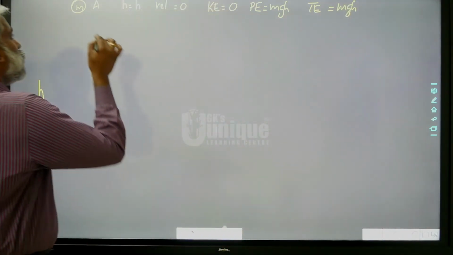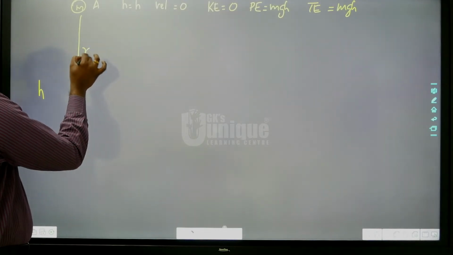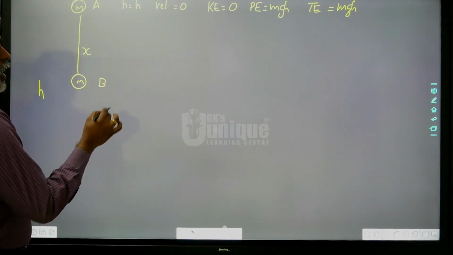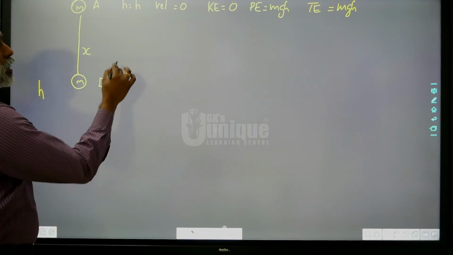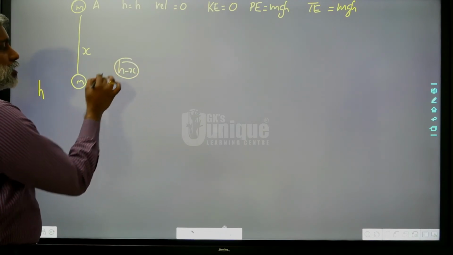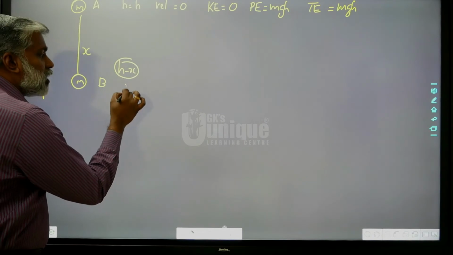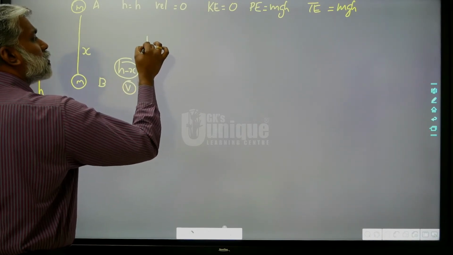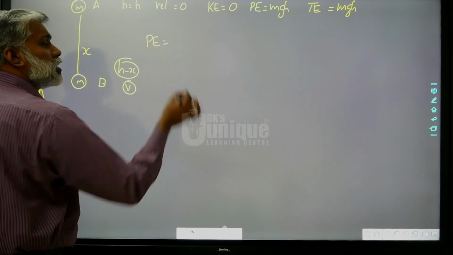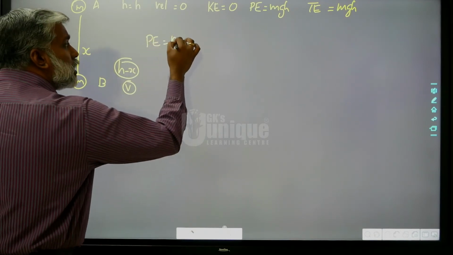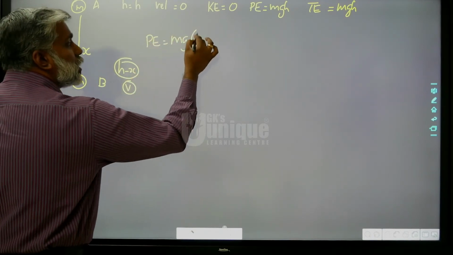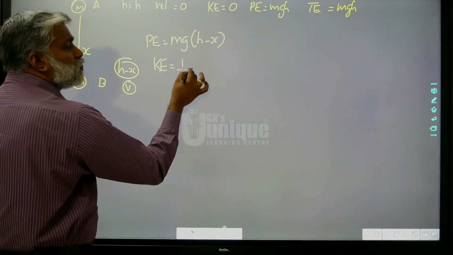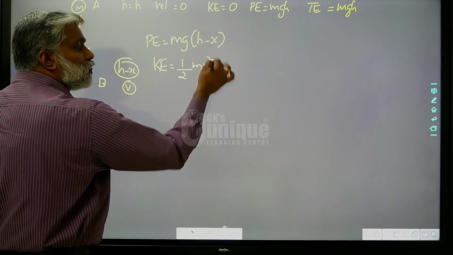Now your body travels a distance x and reaches a new position B. The height from ground is now what? h minus x. At this position your body will be having a velocity v. Am I right? So what is the potential energy now? Potential energy is equal to mg into (h minus x). Then what is the kinetic energy now? Half mv square. Now we have to put in v square.